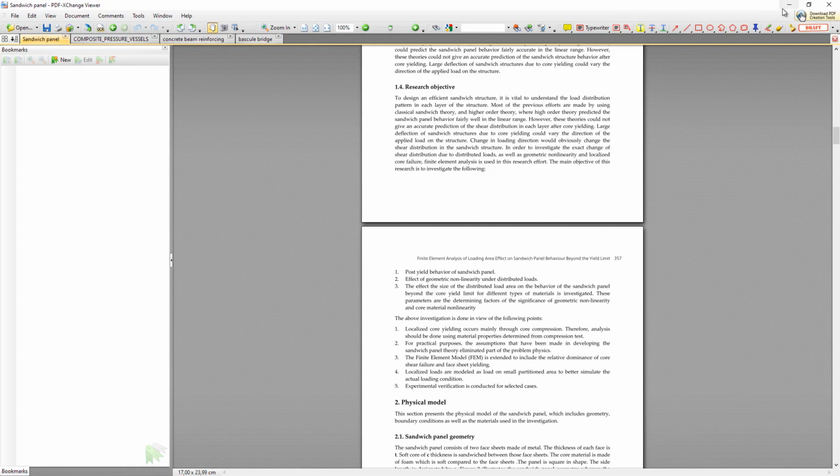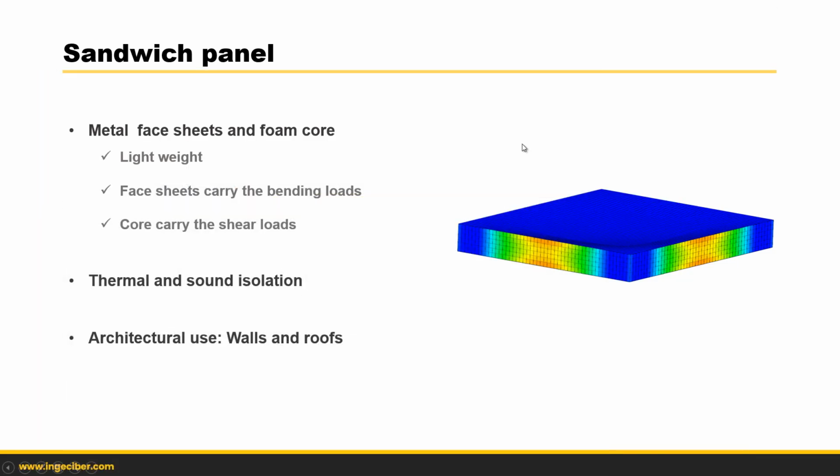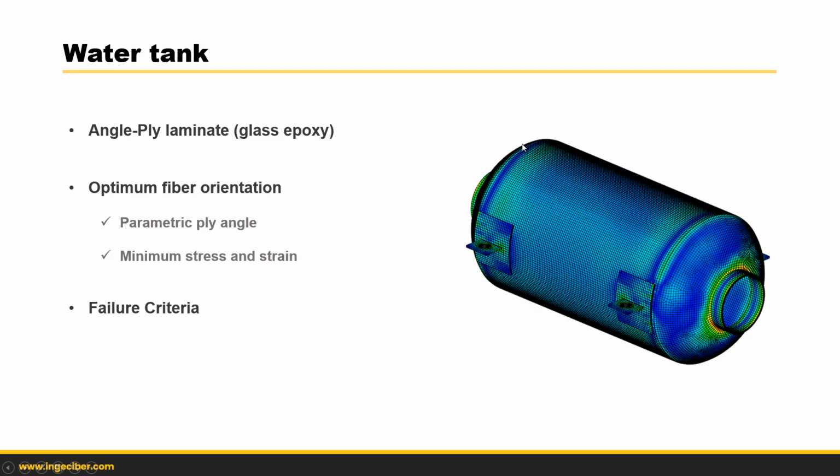Yes, the next example is a water tank. Here it's an angle-ply laminated material, glass epoxy, and the target is to optimize the fiber orientation in order to get a minimum stress and strain. So the parameter will be the ply angle, and we finally obtain the failure criteria as well.